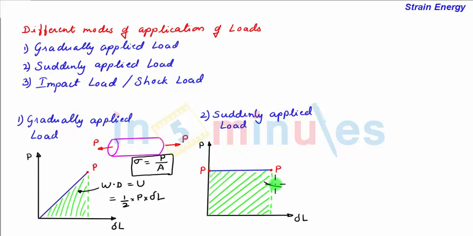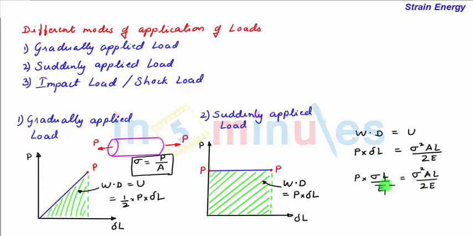The area below the curve will give you the work done, and this work done is equal to P into delta L. Now we will derive the relation for stress for the suddenly applied load. We know for a suddenly applied load, the work done is equal to strain energy. So work done for a suddenly applied load is given as P into delta L, and this is equal to the strain energy stored, which will be the same formula, sigma square AL by 2E. Now if we substitute the value of delta L as sigma L by E, E and E get cancelled, sigma and this sigma get cancelled, L and L get cancelled. So we get sigma equal to 2P upon A. Now this is a very important relation.